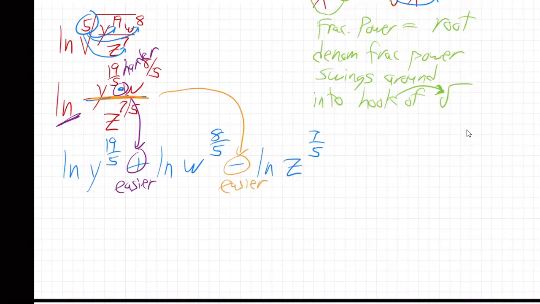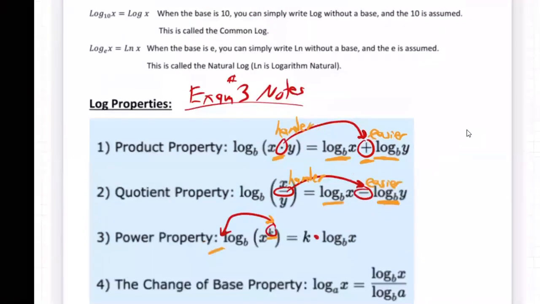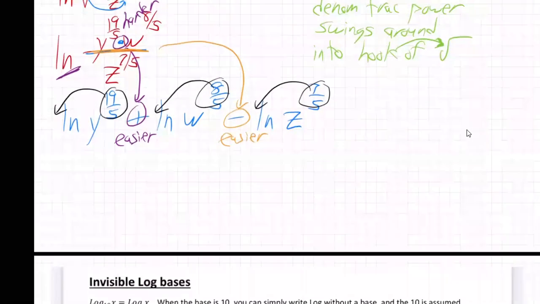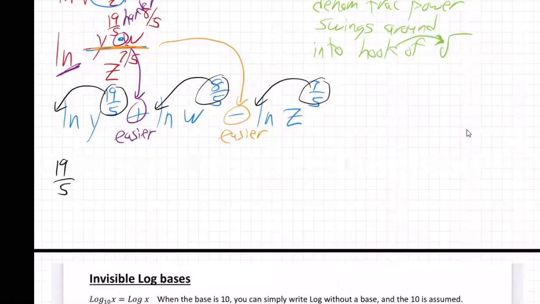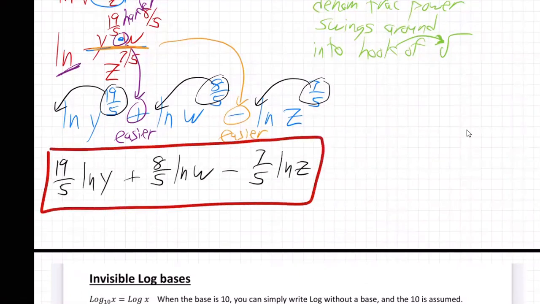They make things bigger. All right, last step, powers. Powers down to the front. That's property number 3 right here. Powers come down to the front. See that? That's in the front there. All right, powers to the front. So 19/5 natural log y plus 8/5 natural log w minus 7/5 natural log z. And there it is.